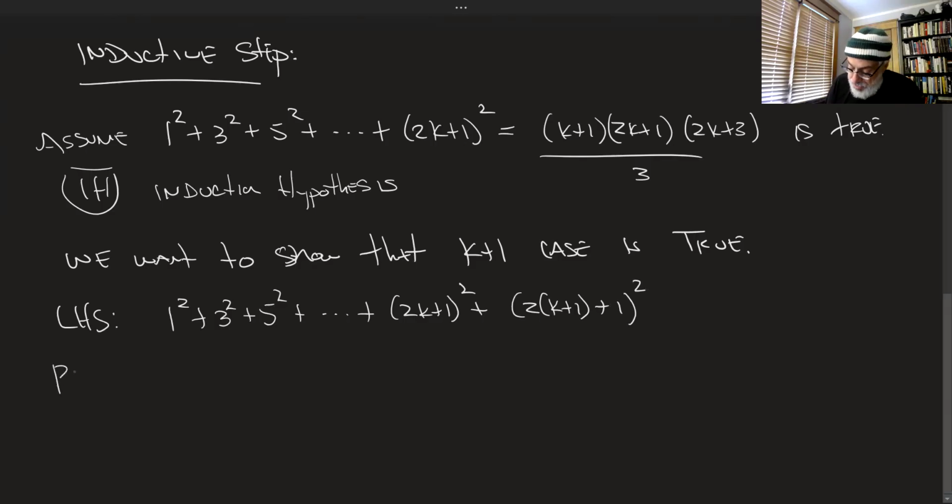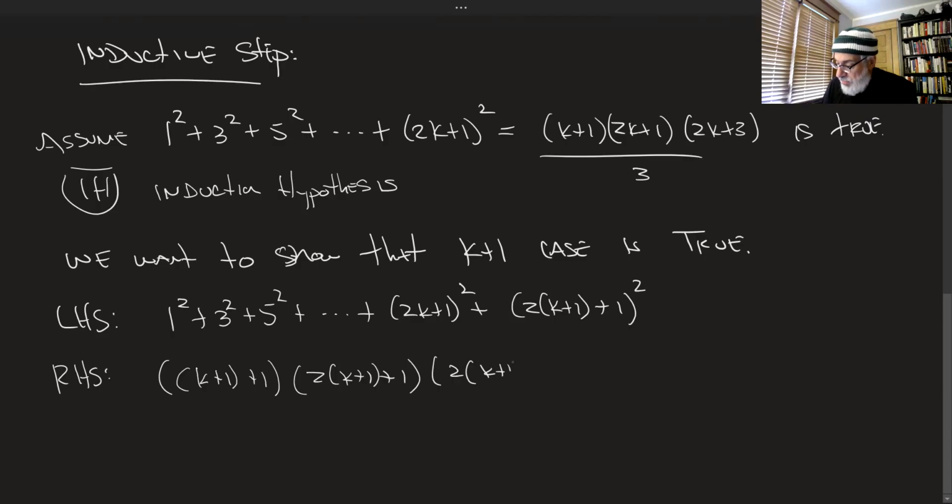Now the right-hand side is going to be a little ugly because I'm going to replace k with k plus 1 in every case here. So k plus 1 in that first term, 2k plus 1 plus 1 in that second term, and 2k plus 1 plus 3 in that third term.